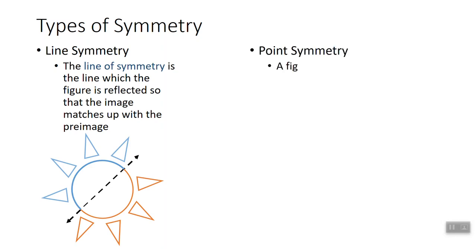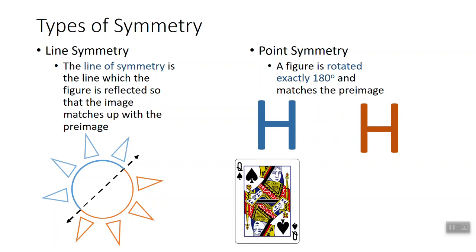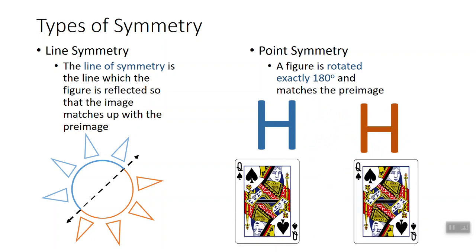Another type of symmetry you're going to see is point symmetry. This is a figure which matches the preimage when it's rotated exactly 180 degrees. So for example, with this letter H, if we take it right side up and we rotate it 180 degrees, we see that it's identical. Same with this playing card, the Queen of Spades. When it's right side up and when it's upside down, identical.